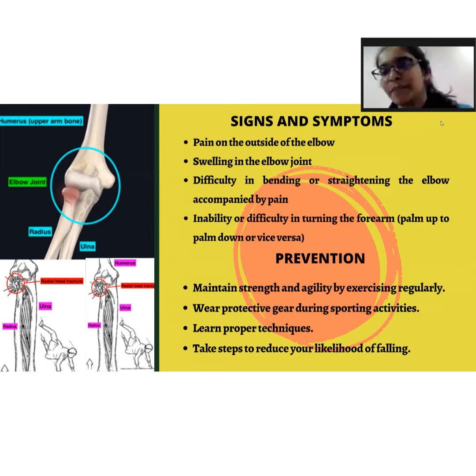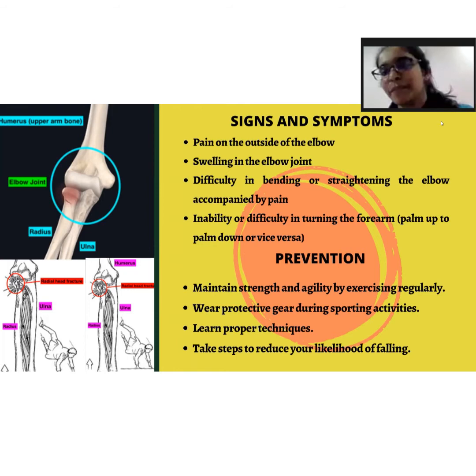And once you have the swelling, the third symptom is that you will face difficulty in bending or straightening the elbow because of the pain. And the last is inability or difficulty in turning the forearm, from palm up to palm down or vice versa. You will have difficulty turning your forearm, and it will have some impact on your elbow.